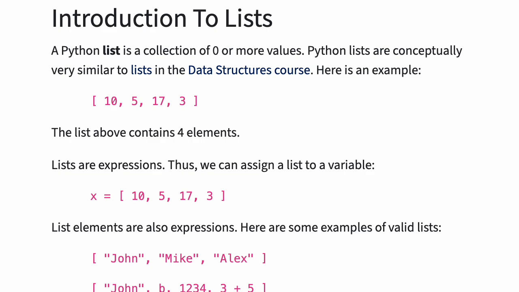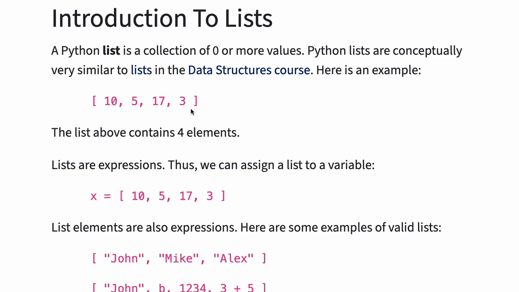A Python list is a collection of 0 or more values. Python lists are conceptually very similar to lists in the data structures course. Here's an example. This list contains 4 elements: 10, 5, 17, and 3.